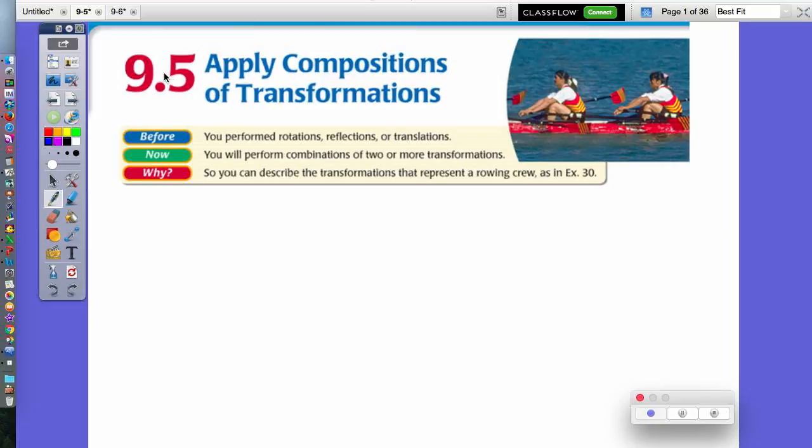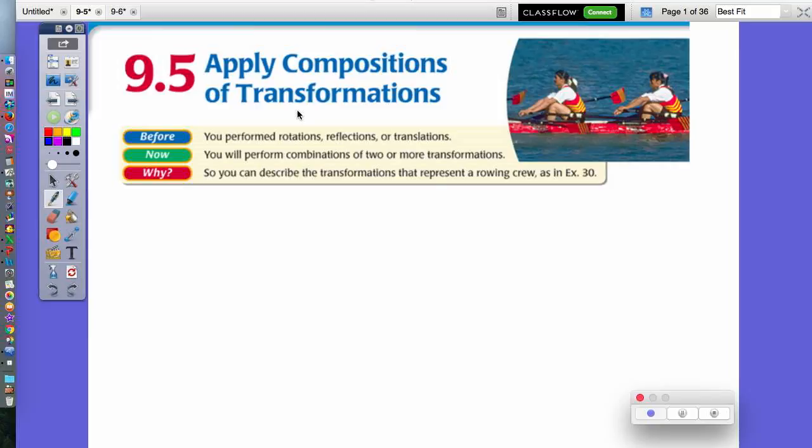And I mentioned in class, in this book, up until this point, we have only done rotations, reflections, and translations. So we're going to combine two or more transformations that are rotations, reflections, or translations. We haven't spoken about dilations yet.